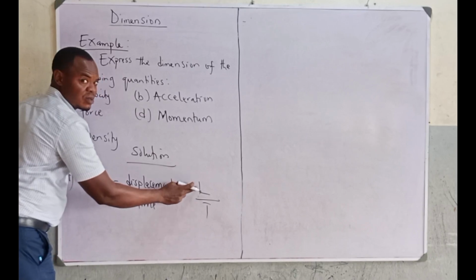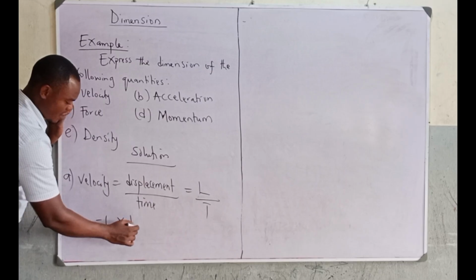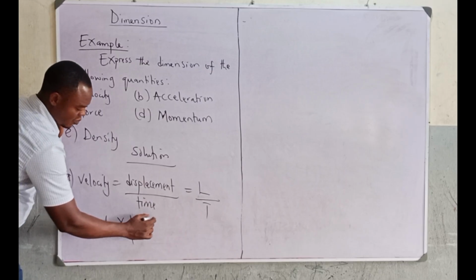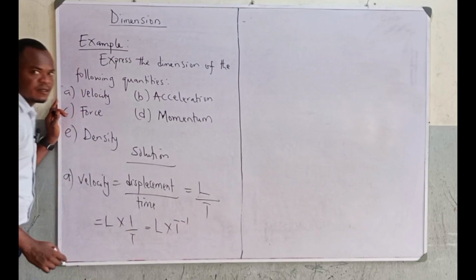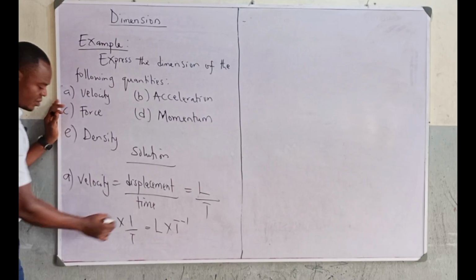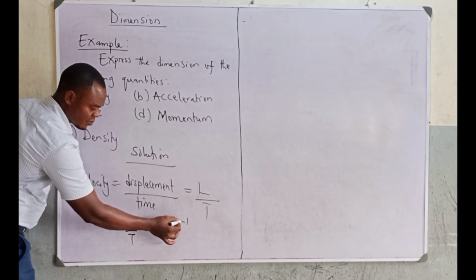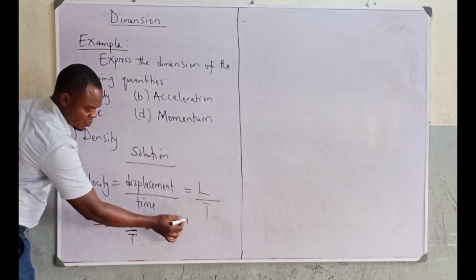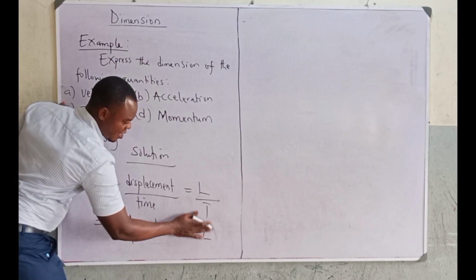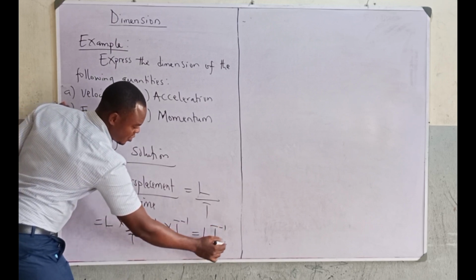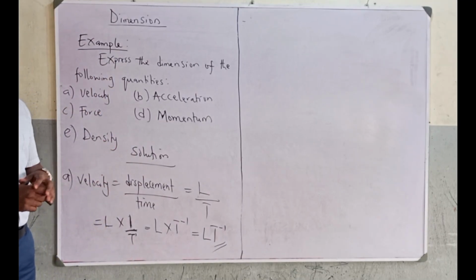This is the dimension. Now, to write this in linear form, it will be L times 1 all over T. We split this: L times 1 over T becomes T raised to minus 1. The power of T here is 1. So we remove the multiplication sign. We have L T raised to minus 1. So the dimension of velocity is L T raised to minus 1.